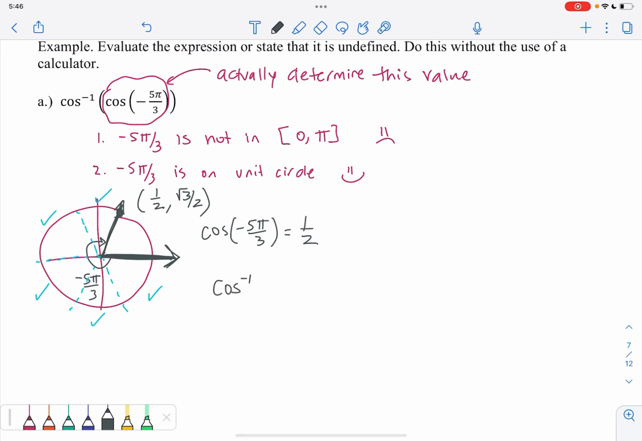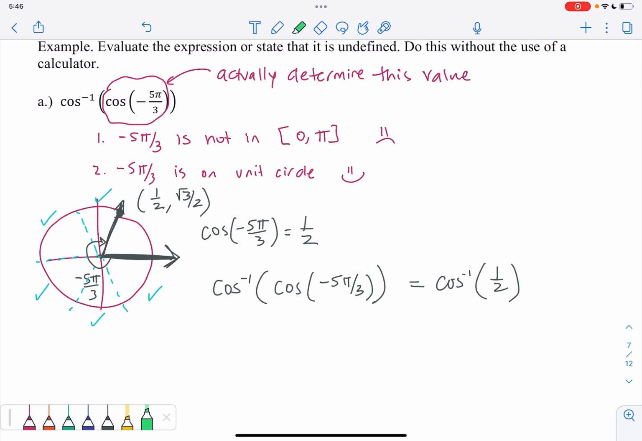So let's bring back what I'm doing here in the first place. I started with cosine inverse of cosine of negative 5 pi over 3. And I said that is equal to cosine inverse of 1/2. And I go, okay, well, where does cosine inverse equal 1/2? between 0 and pi, right? This has to be equal to an angle between 0 and pi because of the range of cosine inverse. So this is really asking, where does cosine have output of 1/2?